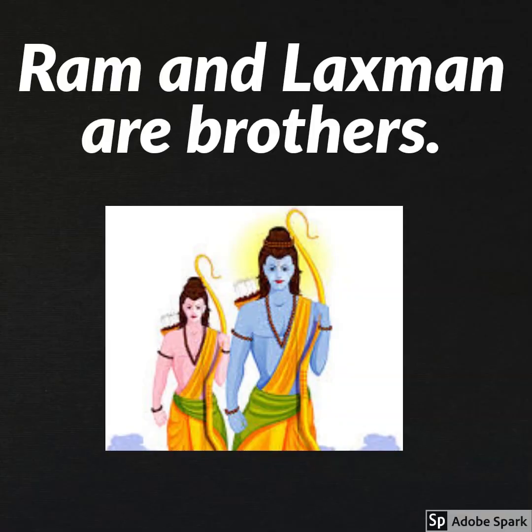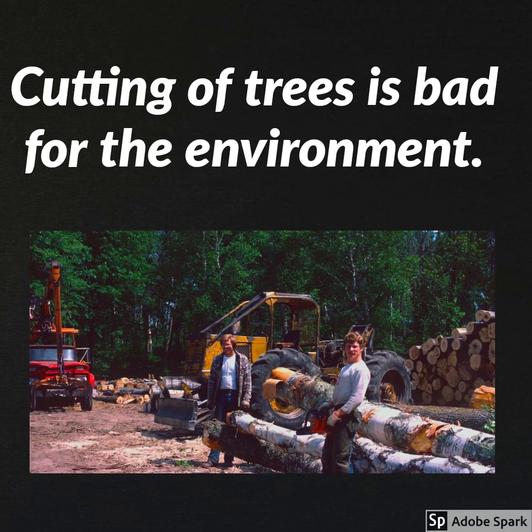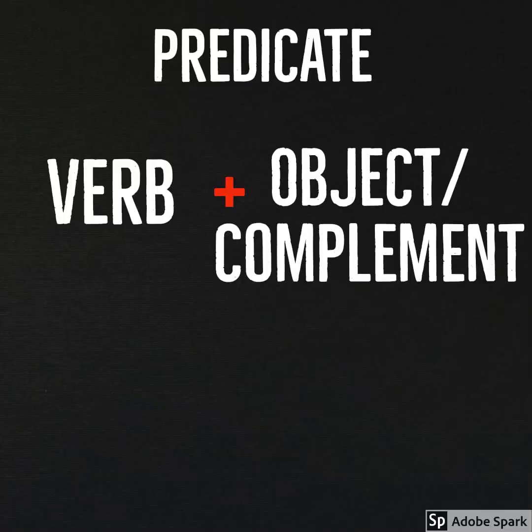Ram and Lakshman are brothers. Ram and Lakshman, double words. And cutting of trees is bad for the environment. Here, a group of words is acting as a subject. Okay? And the next is predicate. A predicate includes a verb and an object or a complement.